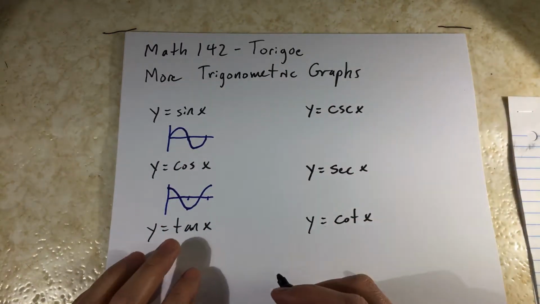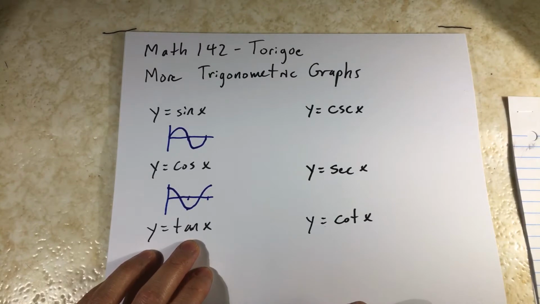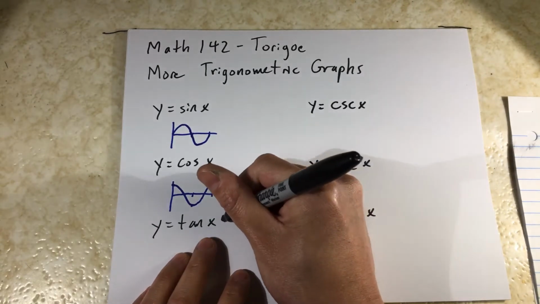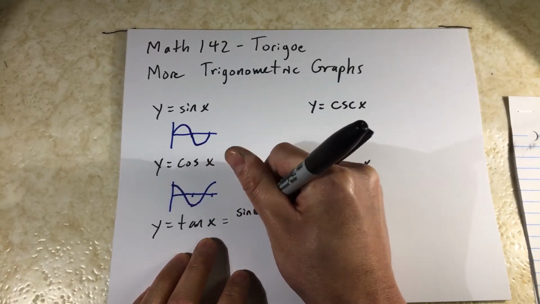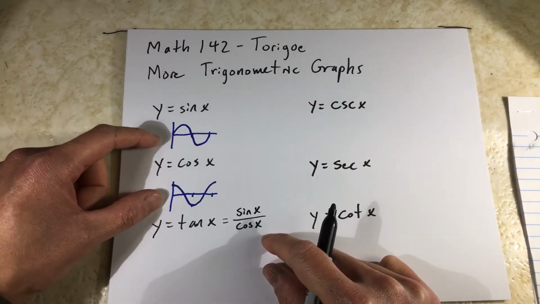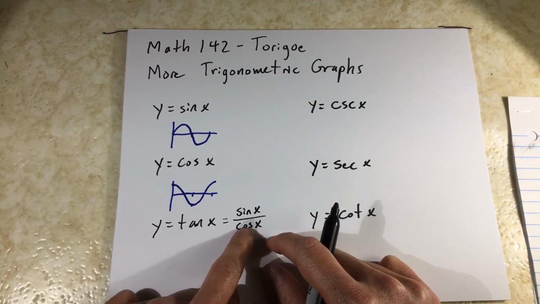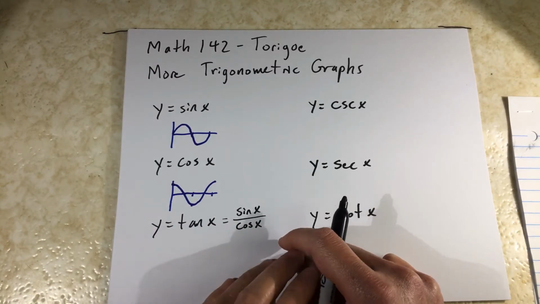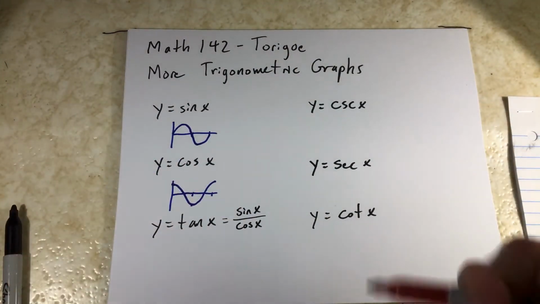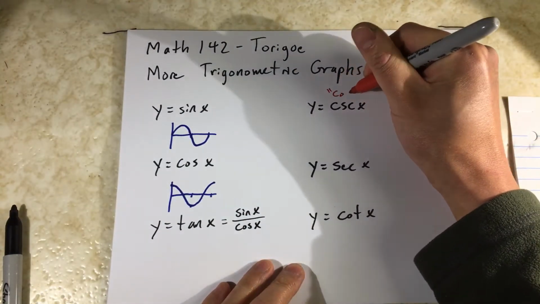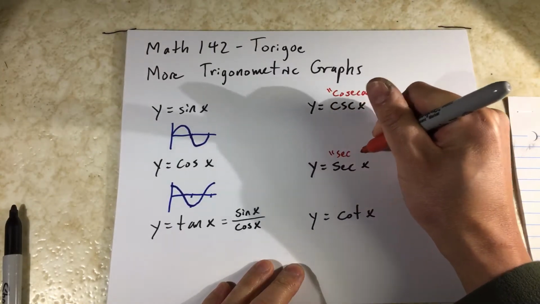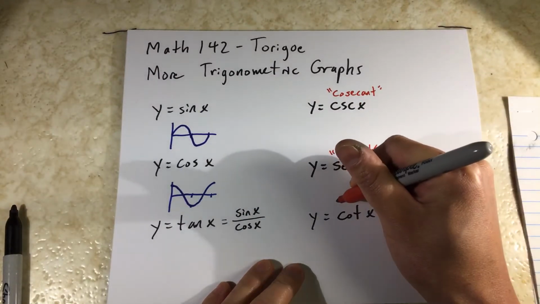Okay, so first of all, one of the ways of thinking about this is in terms of rational functions. So it turns out that tan x is also equal to sine x over cosine x. So we're going to use these sine x and cosine x graphs, and we're going to use this relationship to graph tangent of x. This is cosecant. This is secant, and this is cotangent.